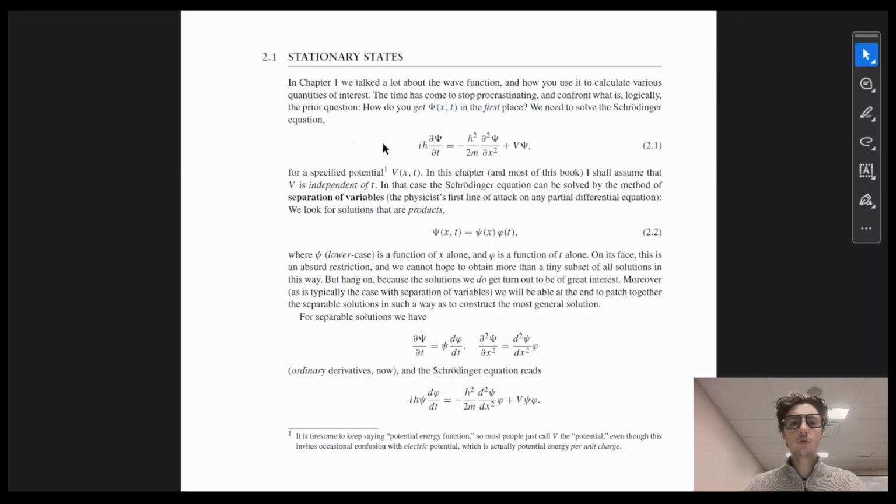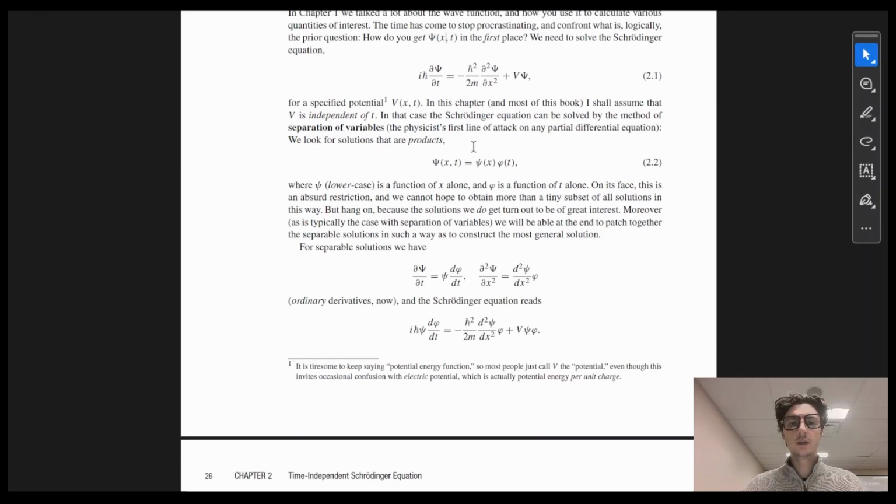We need to solve the Schrödinger equation, which is shown to us again here, for a specified potential V of x and t. In this chapter, and most of this book, I shall assume that V is independent of time. In that case, the Schrödinger equation can be solved by the method of separation of variables, the physicist's first line of attack on any partial differential equation.